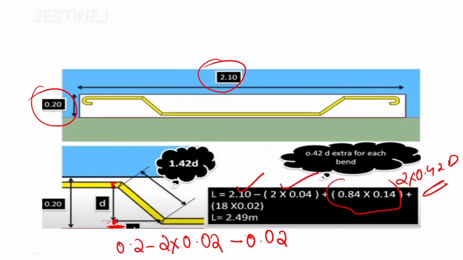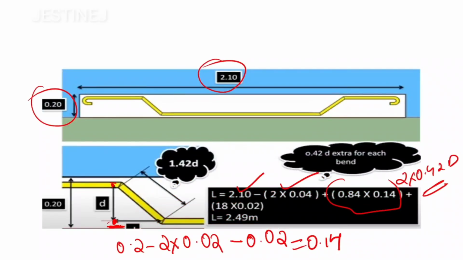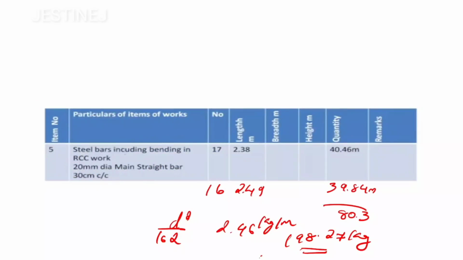Okay, so that's, you'll get 0.14. Okay, so with this value, if you multiply the total numbers, you'll get 16, and 60 multiplied by 2.49, you'll get 39.84, and the total if you add up is 80.3. If you take this d square by 162, you'll get finally 2.46, and if you multiply with this 8.3 multiplied by 2.86, 2.4346, you'll get 198.27.